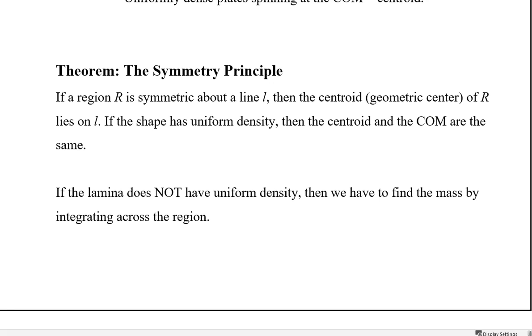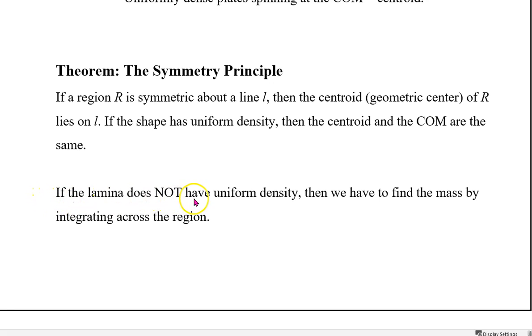Let's talk about the symmetry principle. If a region is symmetric about a line L, then the centroid, or geometric center of the region, lies on that line. If the shape has uniform density, then both the centroid and the center of mass are the same, so they both have to be on that line.